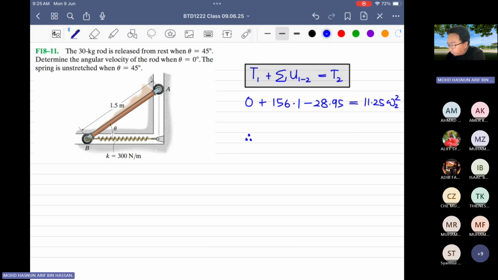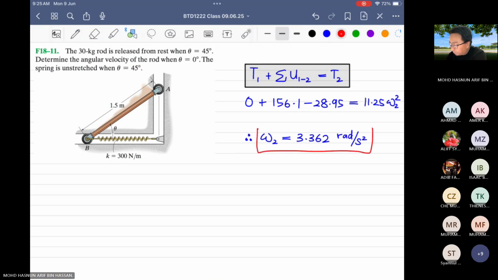And therefore, we can calculate the value of omega 2. Remember to square root it. So finally, you will get omega 2 is equal to 3.362 radian per second square. And this will be the final answer. All right. Any question on the second example?